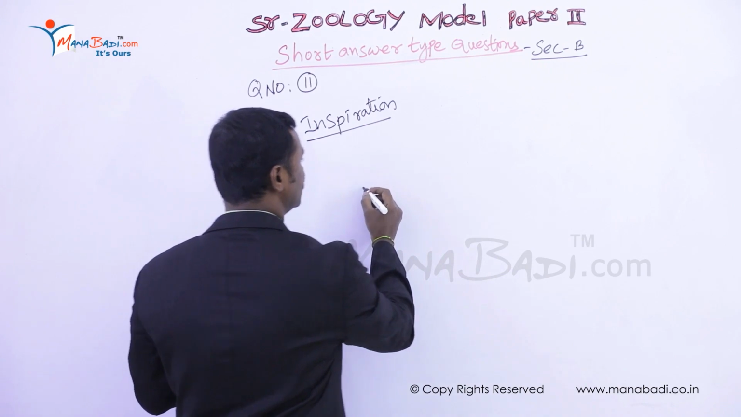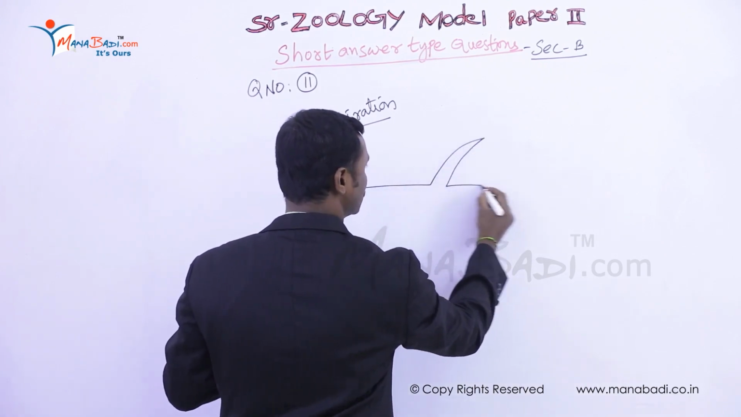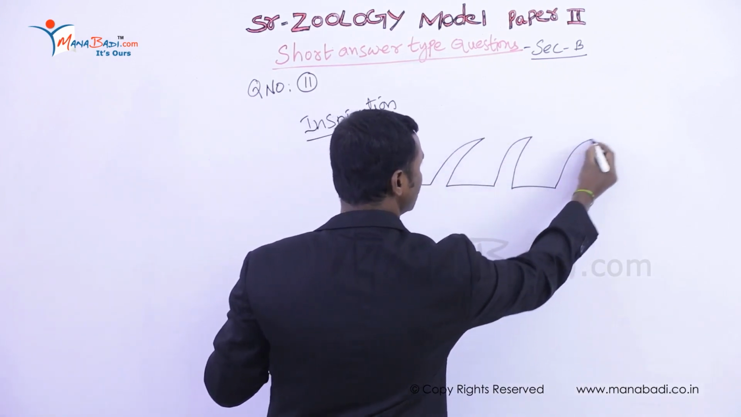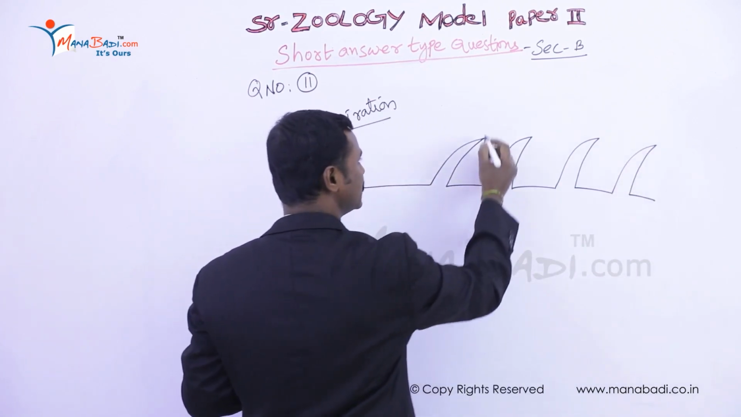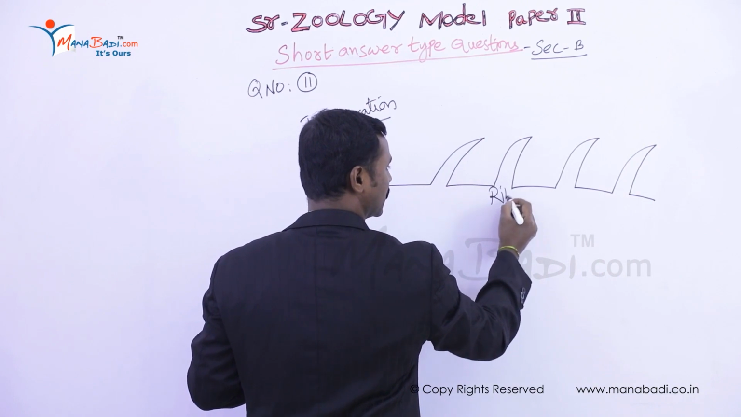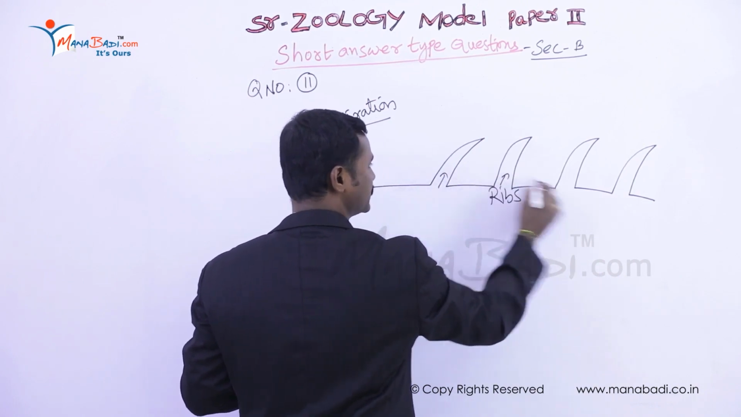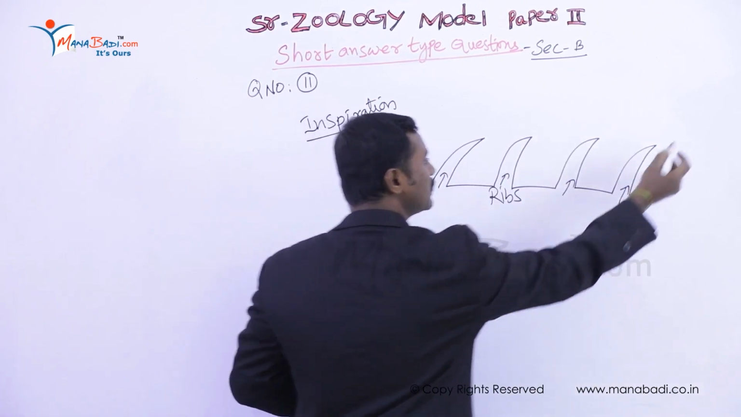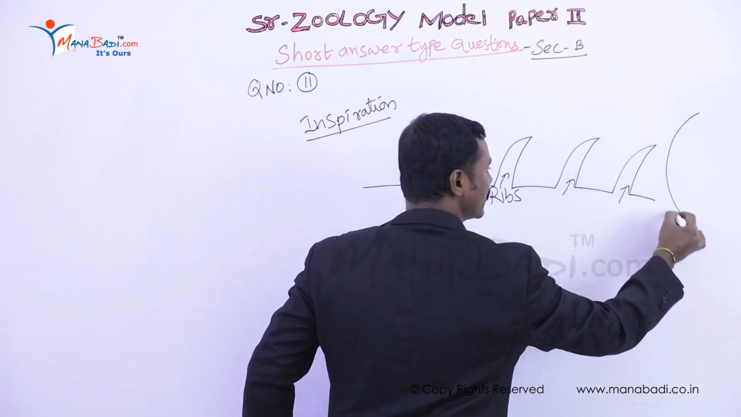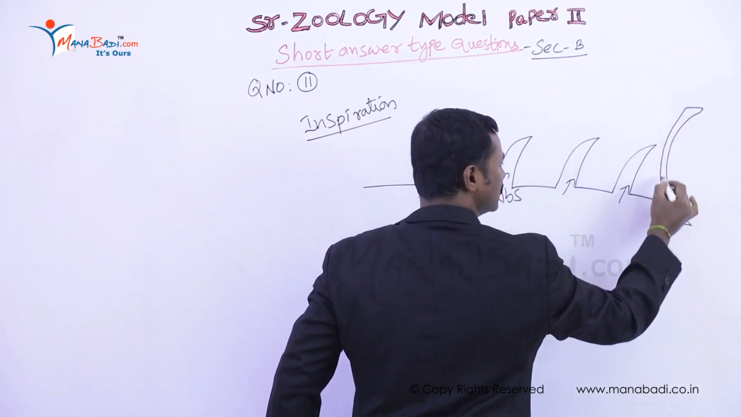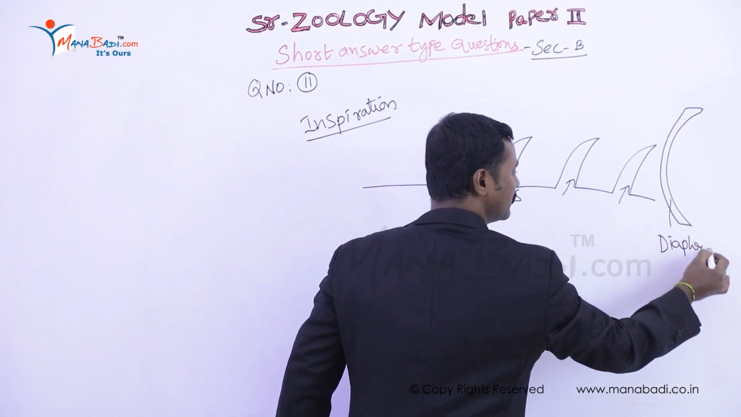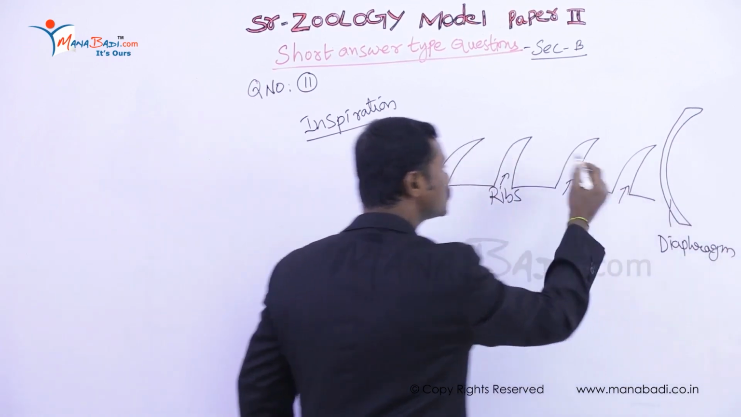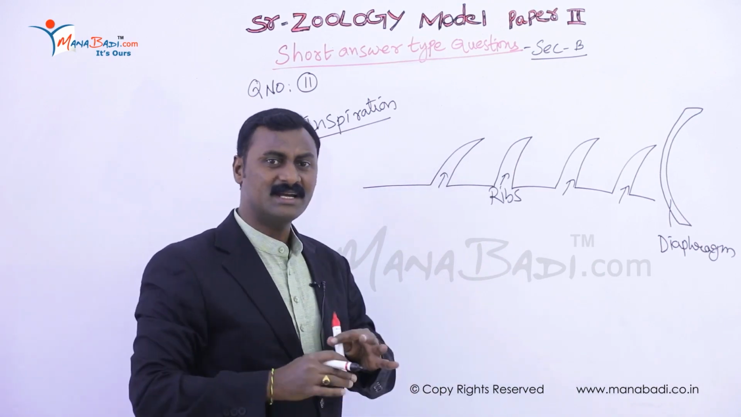See this diagram carefully. This diagram shows the ribs. And another structure is there, this curved structure, called the diaphragm. These two, ribs and diaphragm, are very important.